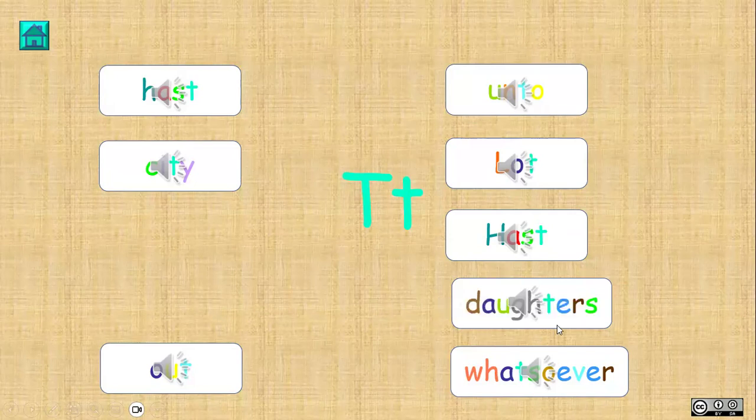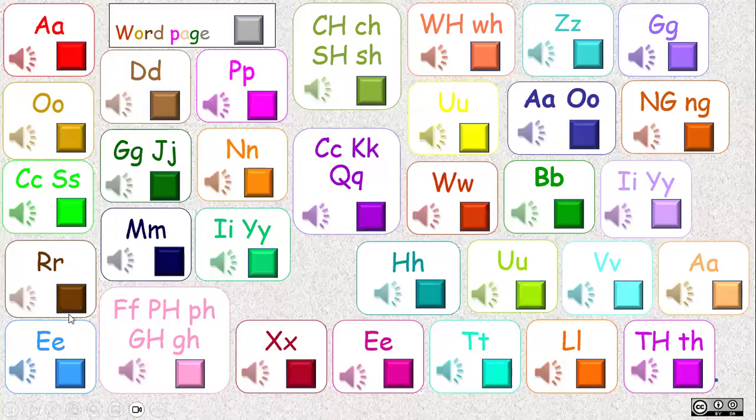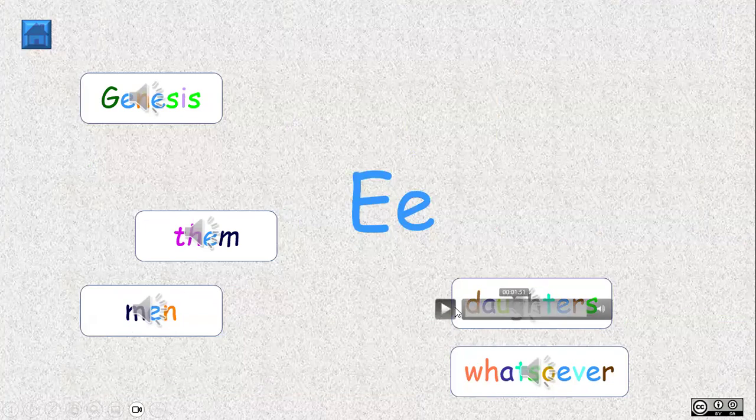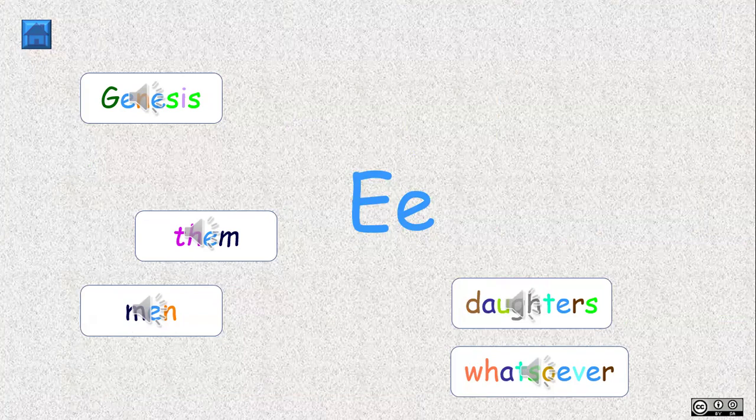The next sound is that light blue E. You'll find it, and it says eh. It sort of blends with the R in the next sound, but it's there if you listen very carefully. Go to the page, we will hear daughters. Say it slowly, daughters, and you'll hear it.